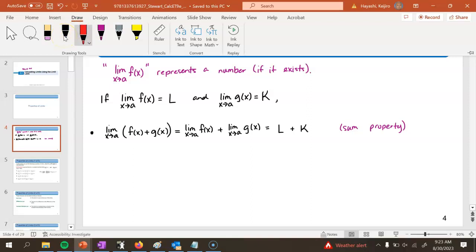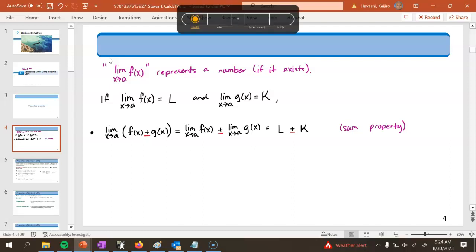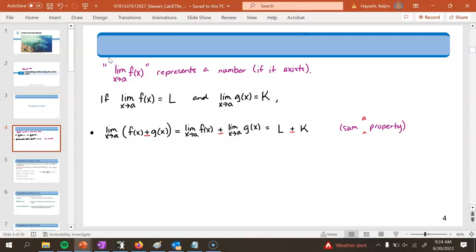And actually, because I'm feeling kind of lazy and I don't want to write the whole thing over again, just go ahead and wherever there's a plus sign, make it a plus or minus. And just say that this is the sum and difference property. Okay, so any linear combination of functions can be broken up into a linear combination of separate limit statements.